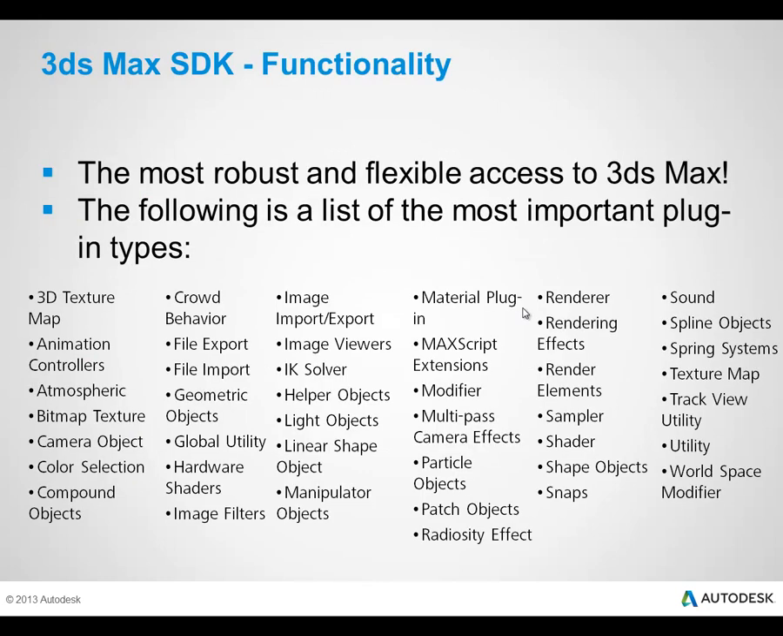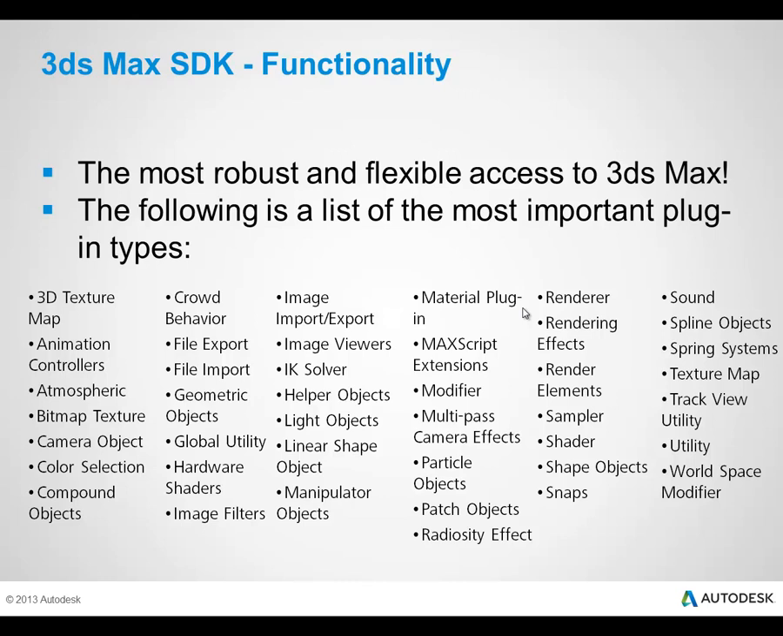So here's the screen with the functionality. It's pretty much everything in Max, all the different capabilities. So for example, you'll see multi-pass camera effects. C++, you need to have that. Renderers, rendering effects, render elements, all of those things need C++ in order for them to work. Okay? And what you typically do is you derive off of one of our base classes, and that gives you all of the 3ds Max base functionality, and then you implement the specific things that you want.